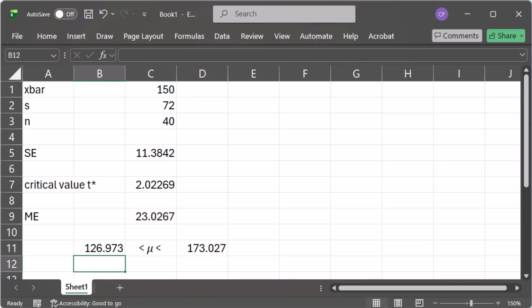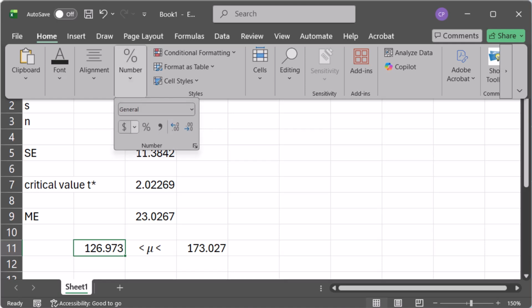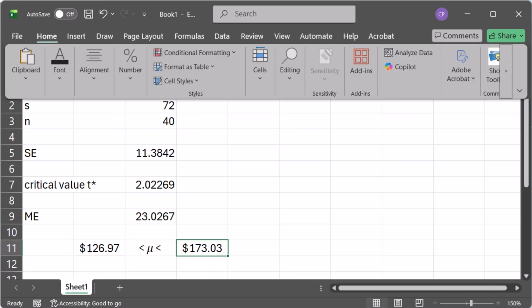So on the low end, we get $126.97. And on the upper end, we get $173.03. I could format both of these as dollar amounts if I wanted to, since they do represent dollars. You could also just do that manually. So this is an estimate of what we think the average student at RRCC is spending on textbooks and access codes and whatnot out of pocket for their courses. So between $127 and $173 approximately.